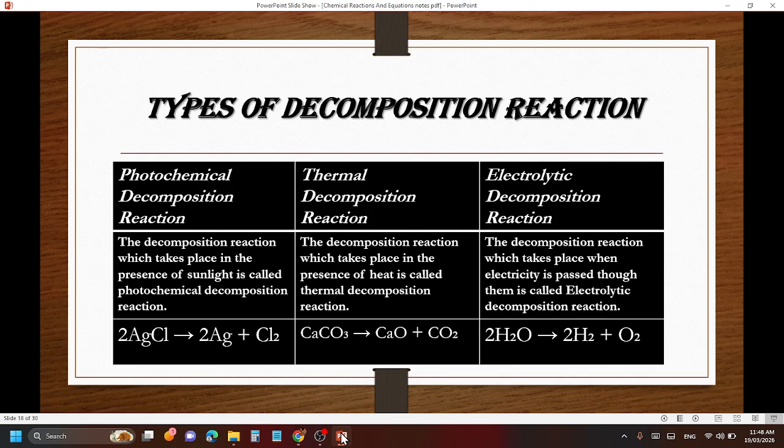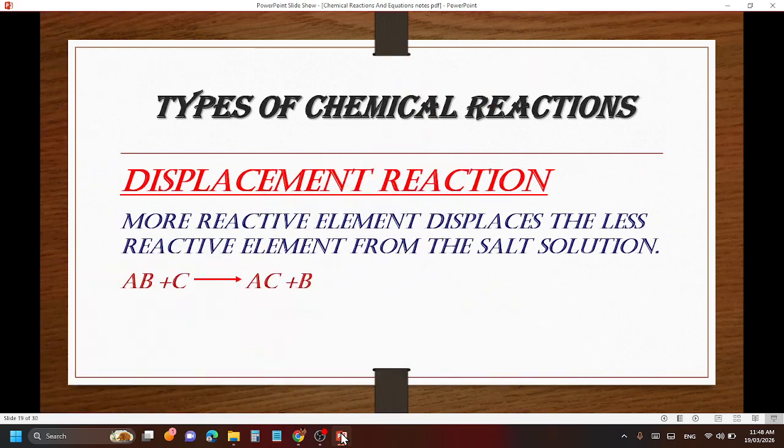Combination reaction, it gets combined. Decomposition reaction, reactants get broken down. Now comes the third type of chemical reaction, that is displacement reaction. What is this displacement reaction? Let's read the definition, after that I will explain. A more reactive element displaces the less reactive element from its solution.